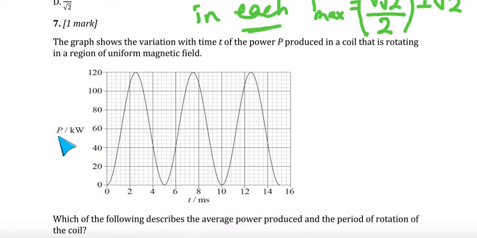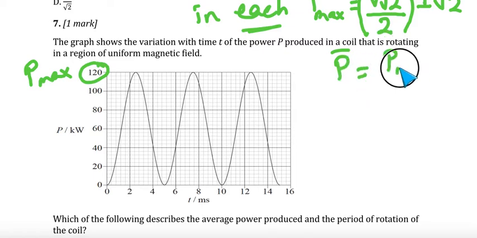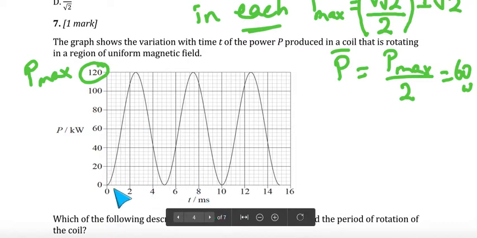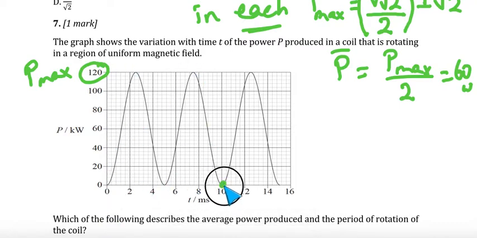We have a graph of power versus time again. Obviously, this is how we read this graph: this is the maximum power. And we know the average power is half of the maximum power, so it's going to be 60 watts. To find the time period on a power graph, we look for when it completes 2 peaks. So that's the time period.